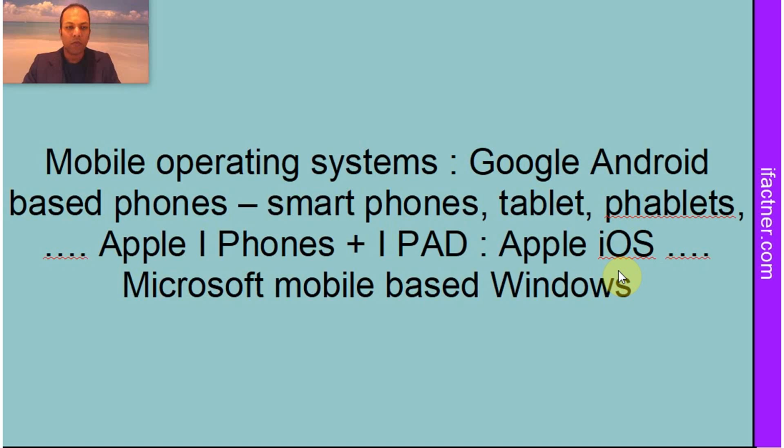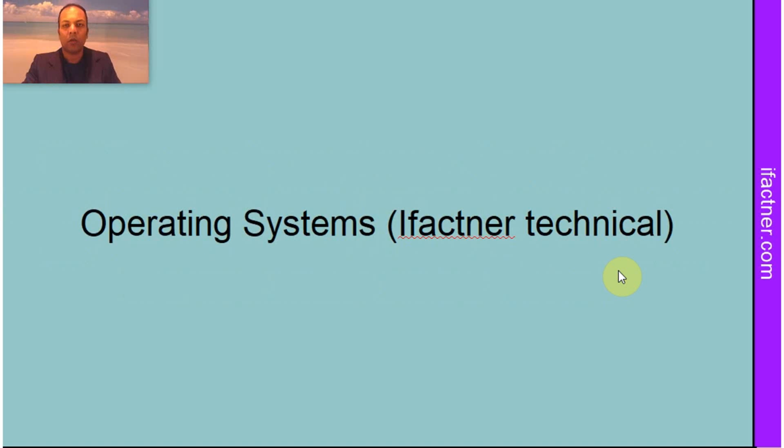So guys and girls, just a quick recap. Operating system is the most important software of your computer or a mobile or a tablet. You can think of it as the brain of your device, which manages all the processes, tasks, memory, storage, etc. in your device.